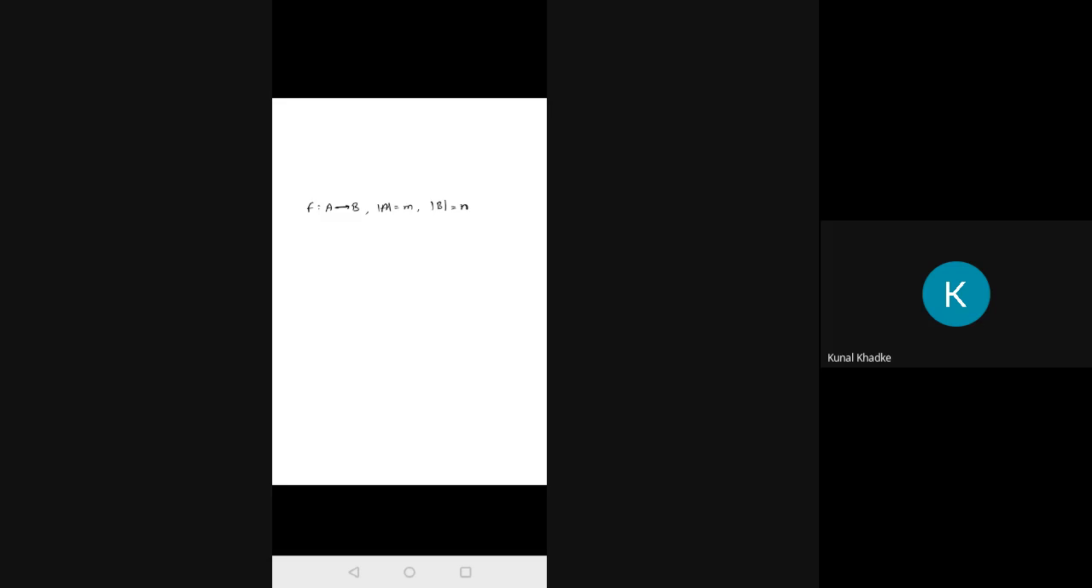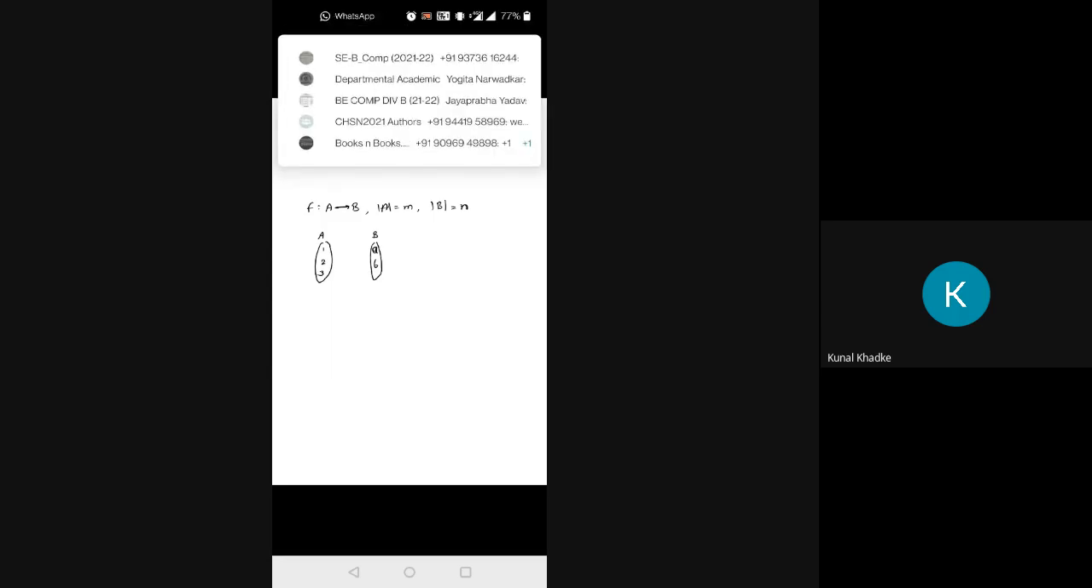Suppose, take the previous example. Just try to find out the answer on this as well. Take an example: 1, 2, 3 as my set A, and my set B as A, B. So how many functions are possible for these two sets? This is my A, this is my B. M cross N, in this case how much comes? 3 into 2, 6. Okay, any other answer?